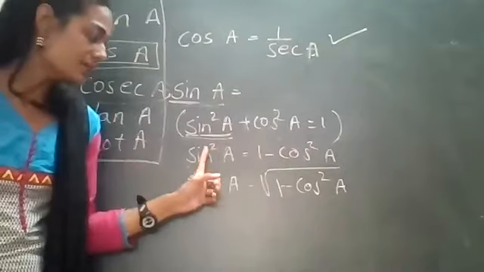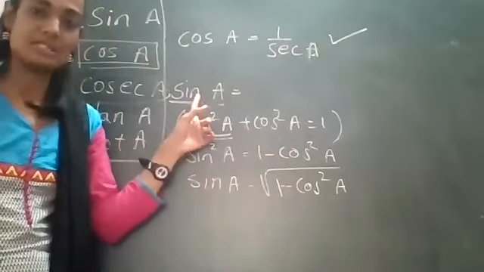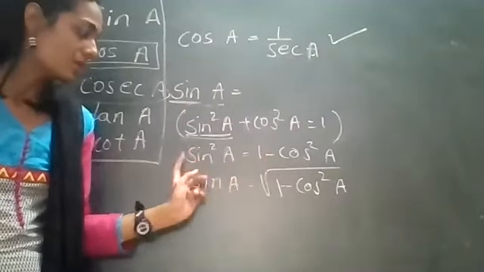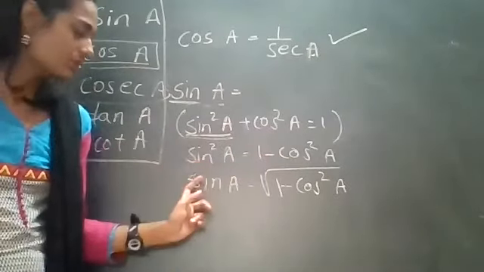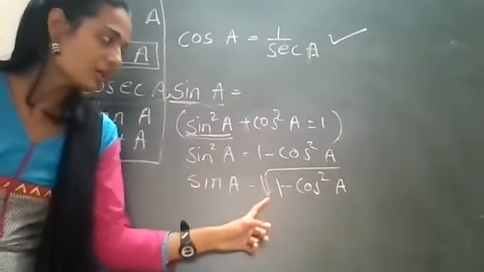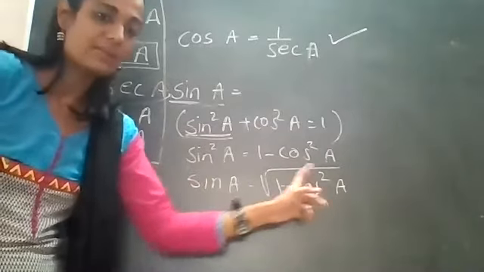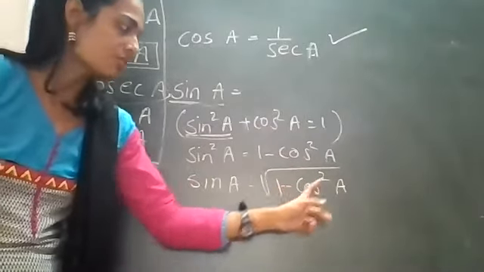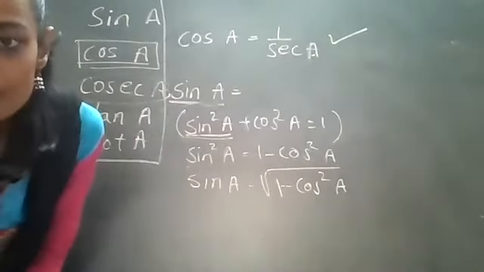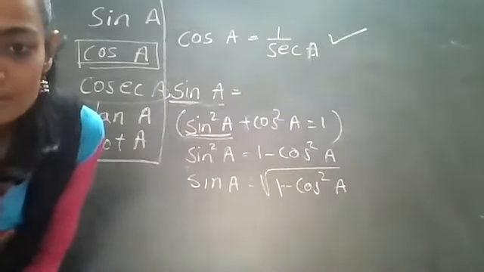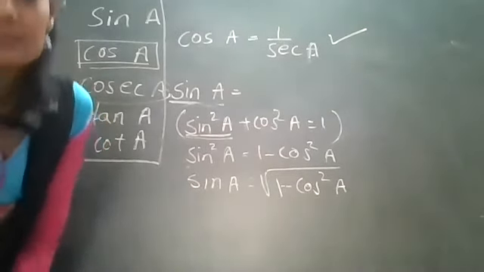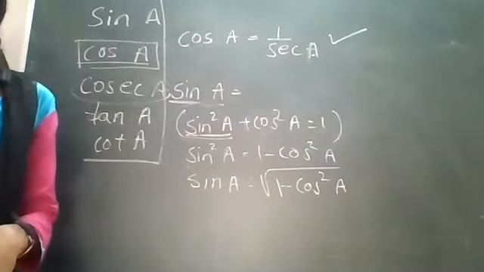Right? Now, here square is there, but we don't want square here. So what are we doing? We are taking the under root on both the sides, right? So here under root of sin square A is equal to sin A. Here we cannot take out the under root. So we have to keep the under root on the side and we are writing 1 minus cos square A. Getting this much, everyone? Is it understood? Yes, ma'am.